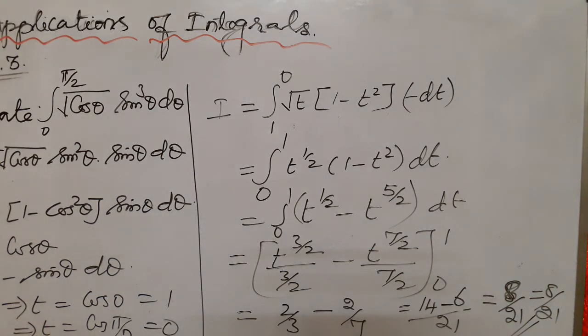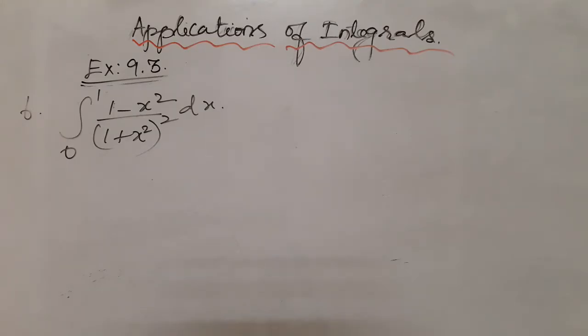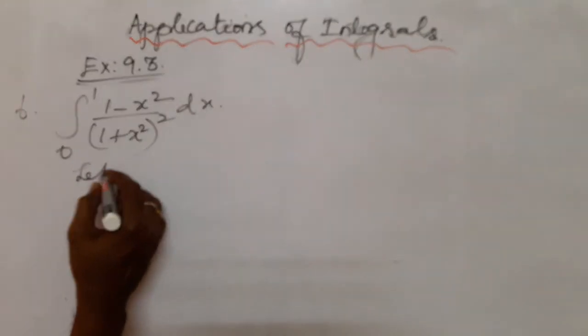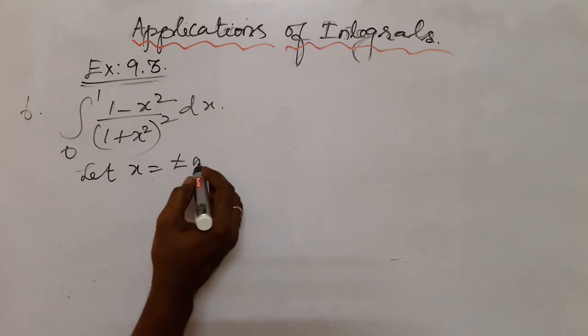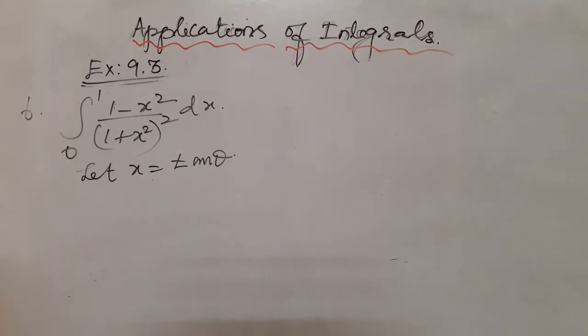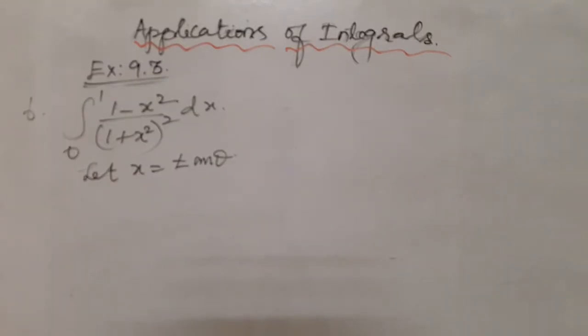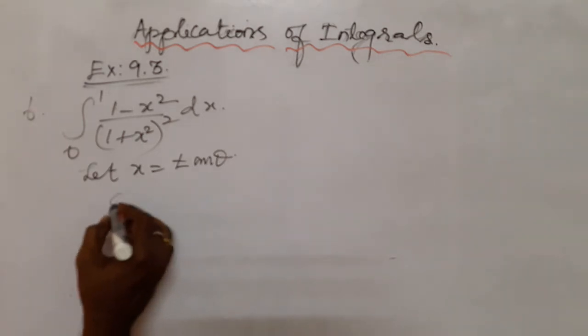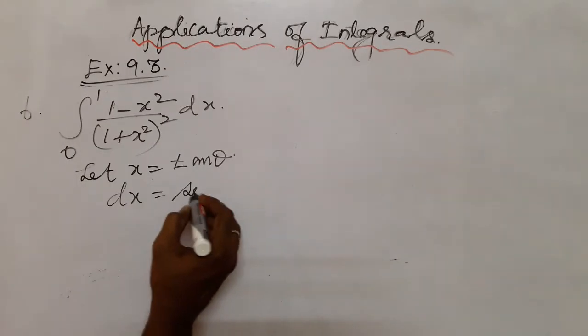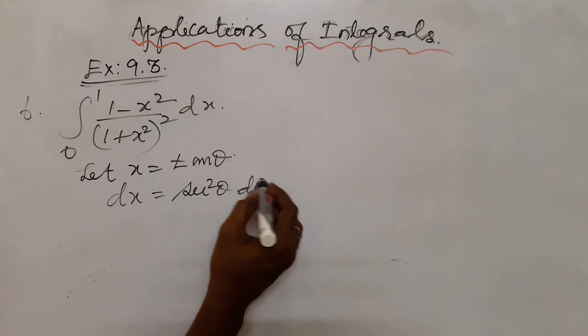Okay. The question number 6 is evaluate integral 0 to 1 of (1 minus x squared by 1 plus x square) the whole square into dx. So here you should know the denominator identity. 1 plus tan square is the identity. So I am taking let x is equal to tan theta, right? So what will happen? Your differentiation is nothing but secant square theta into d theta.